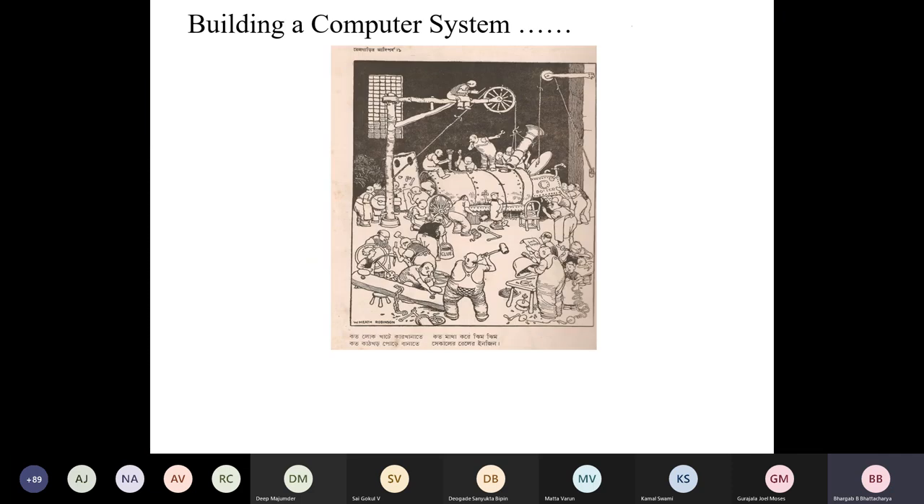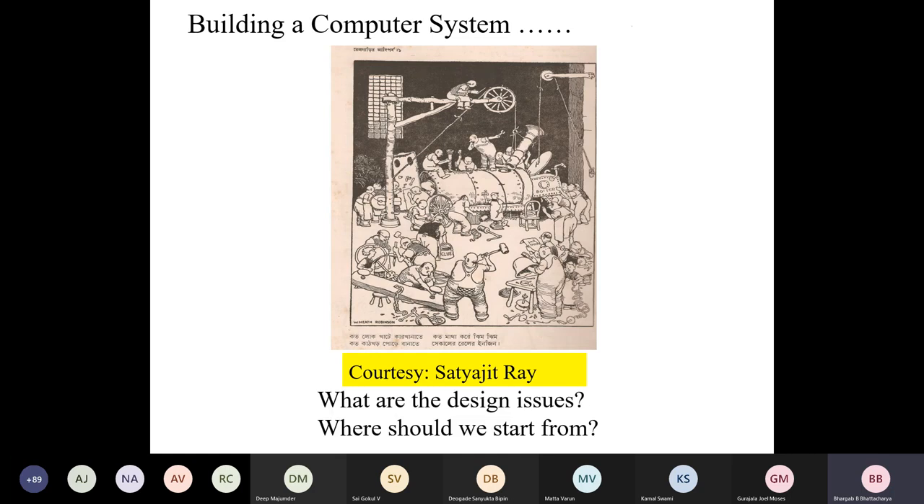Recall that if you are entrusted with the task of building a computing system, and you appreciate that today's computer systems are very complex, comprising billions of transistors, given such a task, you might wonder, where should you start from? That is a fundamental question of designing a very large system.